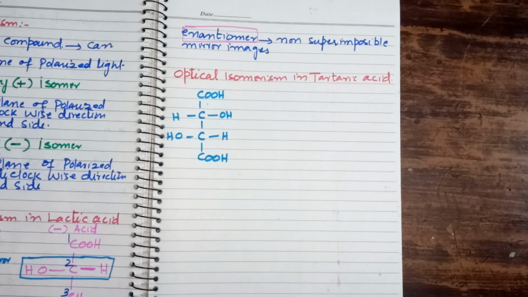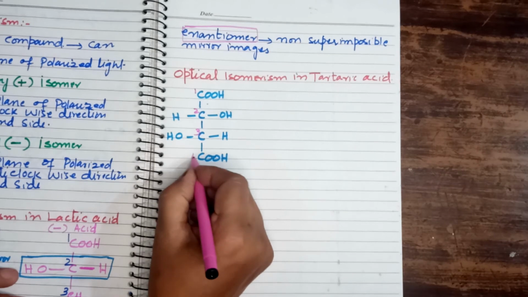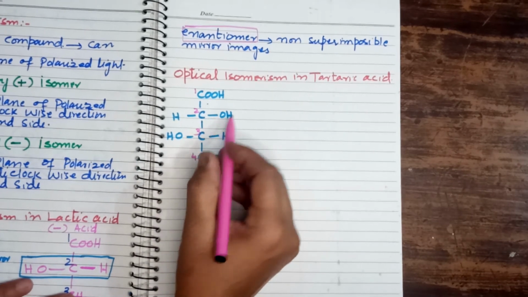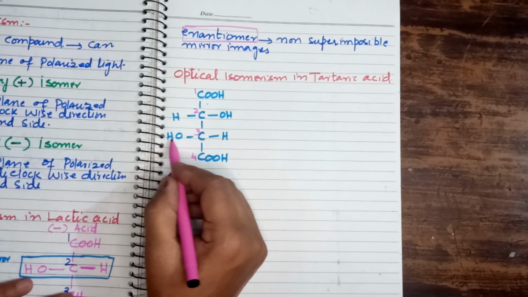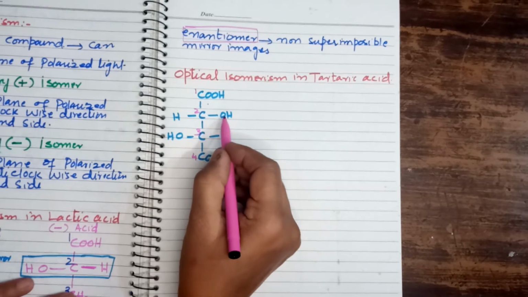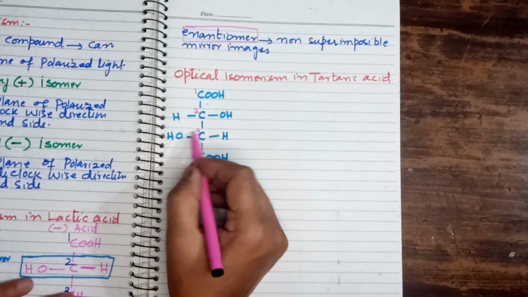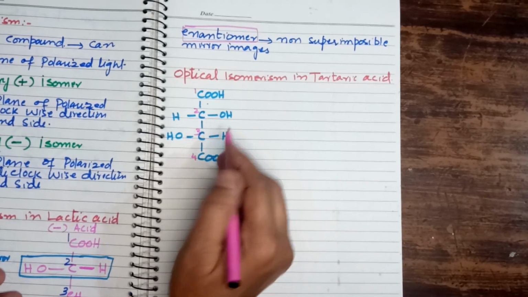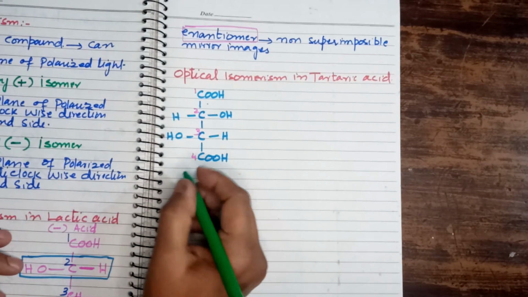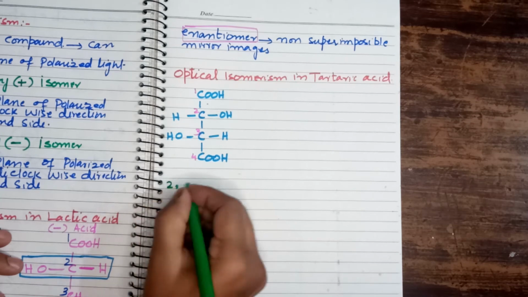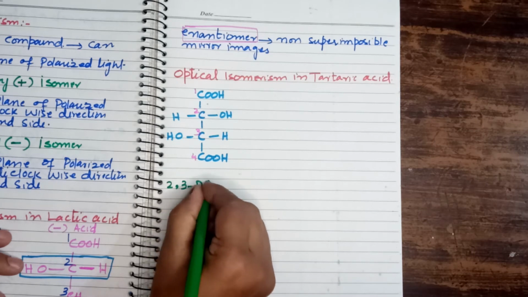How many carbon atoms are there, students? 1, 2, 3, 4, right? At the second carbon we have a hydroxyl group, as well as at the third carbon we have a hydroxyl group. So how many hydroxyl groups are there? We have 2 hydroxyl groups. So that's why it is dihydroxy, right? So how can we write its name? What are the positions of the hydroxyl groups, students? One hydroxyl group is present at carbon number 2, another is present at carbon number 3. So we can write 2,3-dihydroxy.